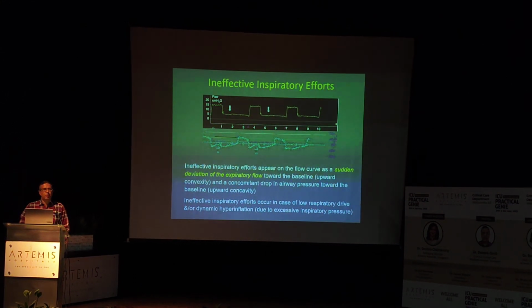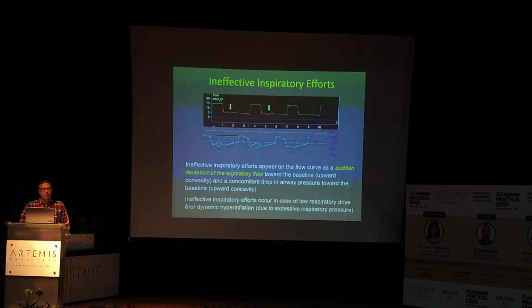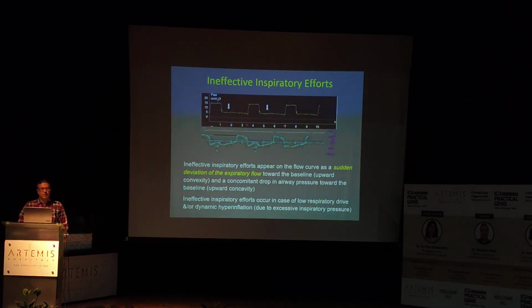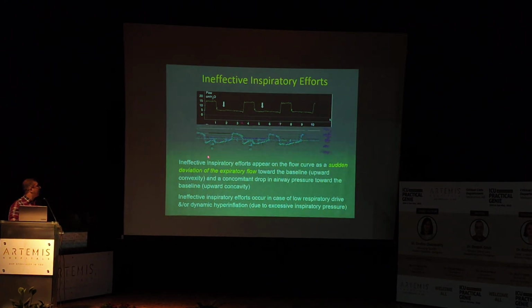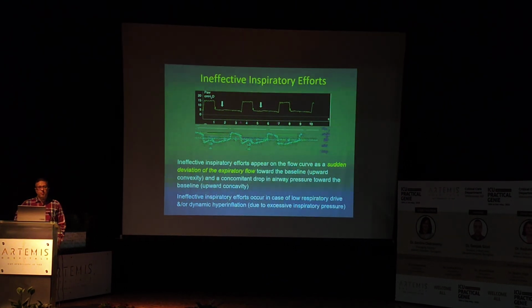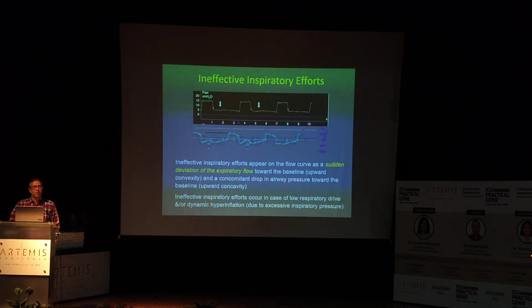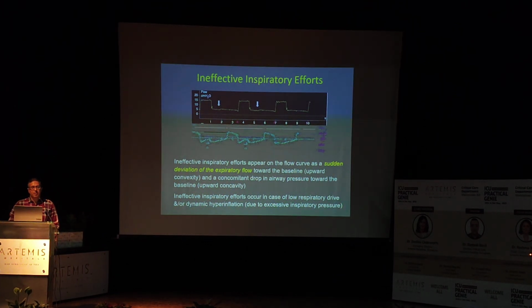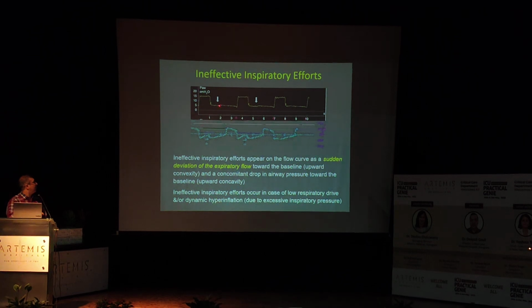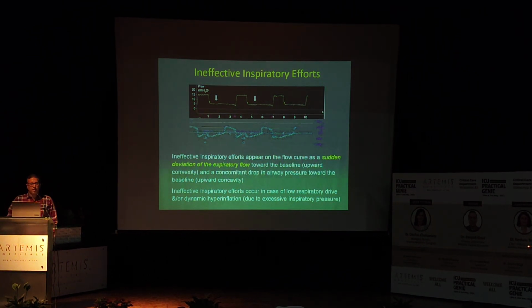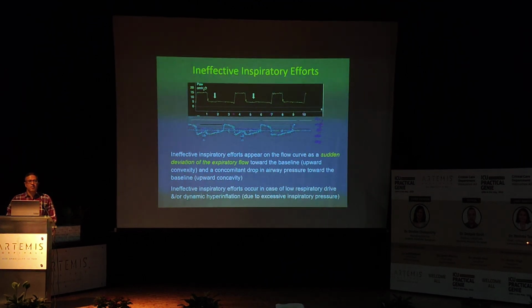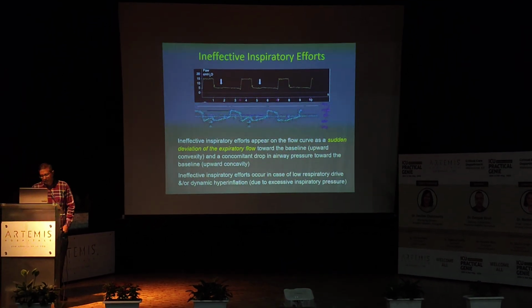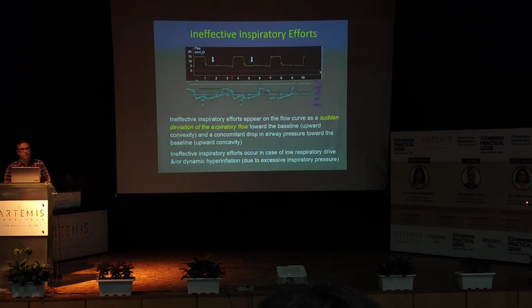Ineffective inspiratory efforts, how can you identify them? They often appear on the flow curve as a sudden deviation of the expiratory flow towards the baseline. So it's not very clear. The flow comes towards the baseline and there is a concomitant drop in the airway pressure towards the baseline. Just small things. Ineffective inspiratory efforts occur with a lower respiratory drive or dynamic hyperinflation. Can anyone tell me a newer modality in which you can monitor these better?